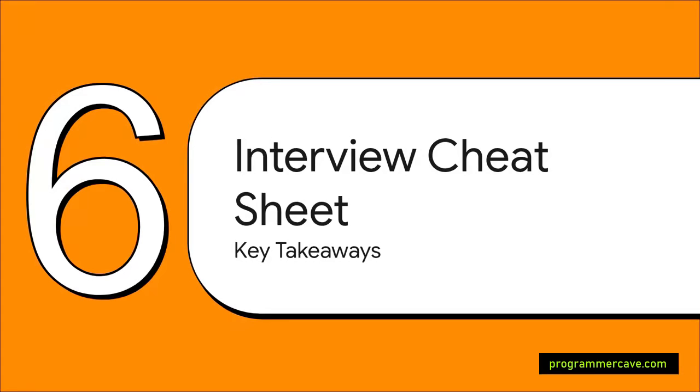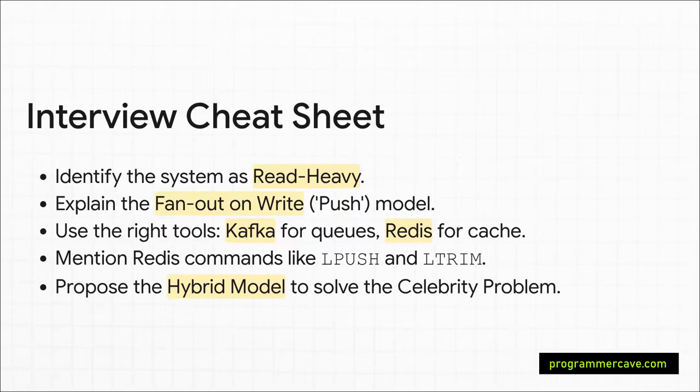Okay, we have covered a ton of ground, so let's boil all of this down into a simple cheat sheet you can take with you, especially if you're prepping for a system design interview. Here are the 5 absolute key takeaways. Number 1, always start by identifying the system as read-heavy. This shows you understand the core problem. 2, immediately propose the fan-out on write or push model.